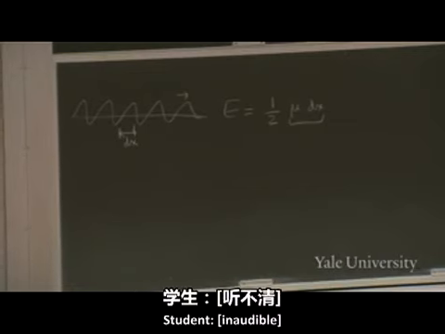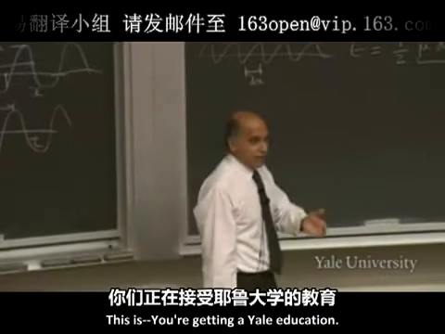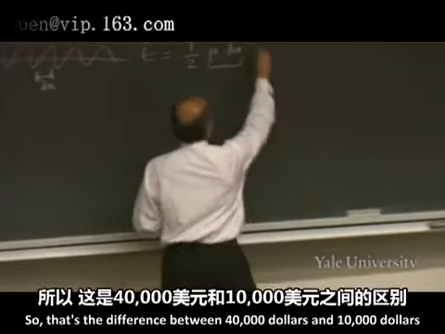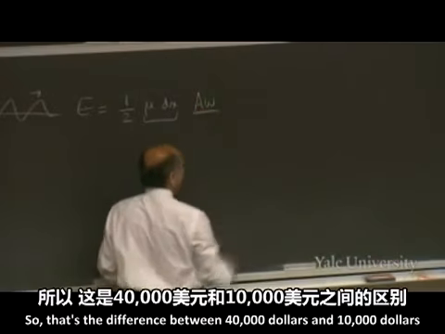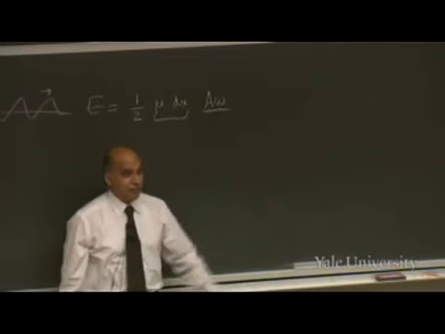Yes. Omega. This is getting a Yale education, so that's the difference between $40,000 and $10,000, is that this is not W but omega. Okay?